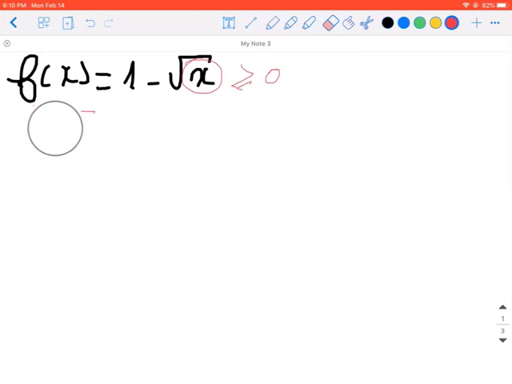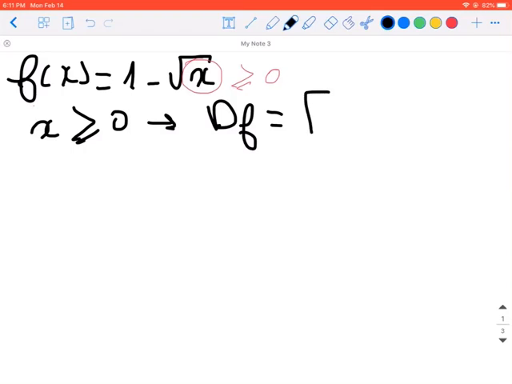Okay, so here f of x is defined when the expression under the radical, that is x, is greater than or equal to 0. So the domain of f is equal to [0, infinity). Okay, it's closed. It's not open. Why? Because x is allowed to have the value 0.